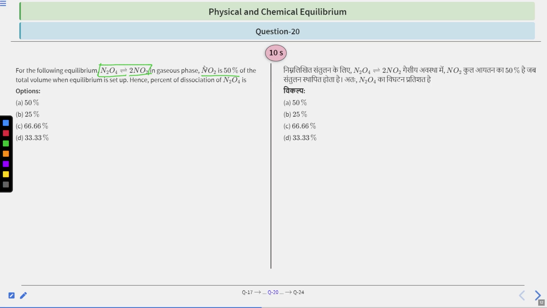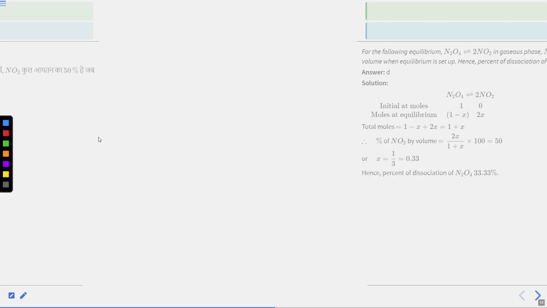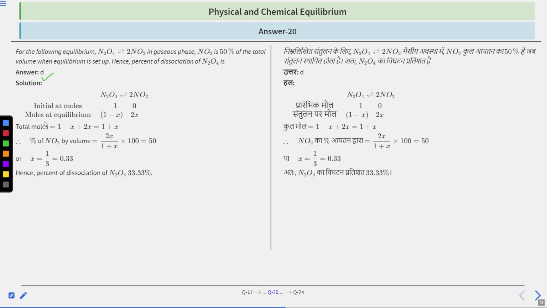When equilibrium is set up, NO2 alone is 50% of the total volume, and we have to find out the percentage of dissociation of N2O4. Options are 50%, 25%, 66.66%, 33.33%. So you have 10 seconds to solve this question. After that, we will see the answer. Okay, so the correct answer is option D.